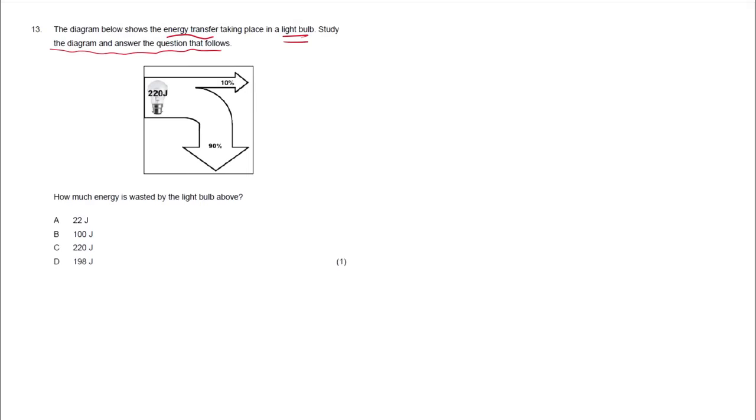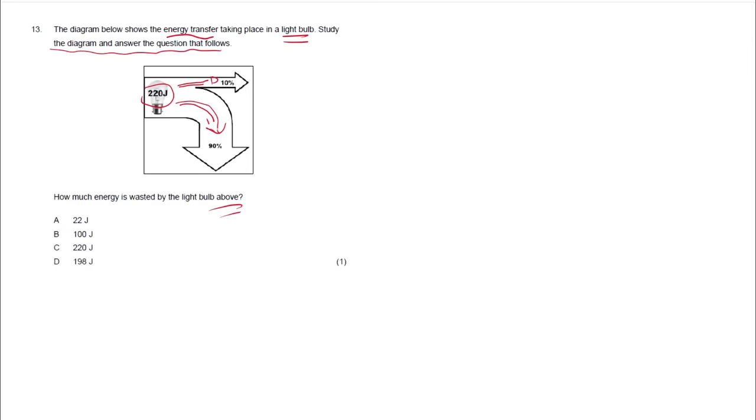So we can easily see that the light is taking 10% and the 90% is wasted. Okay, so here they are asking us how much energy is wasted by the light bulb above. So this is the energy that is used, and then this is the energy that is wasted. Remember, it has a total of 220 J.